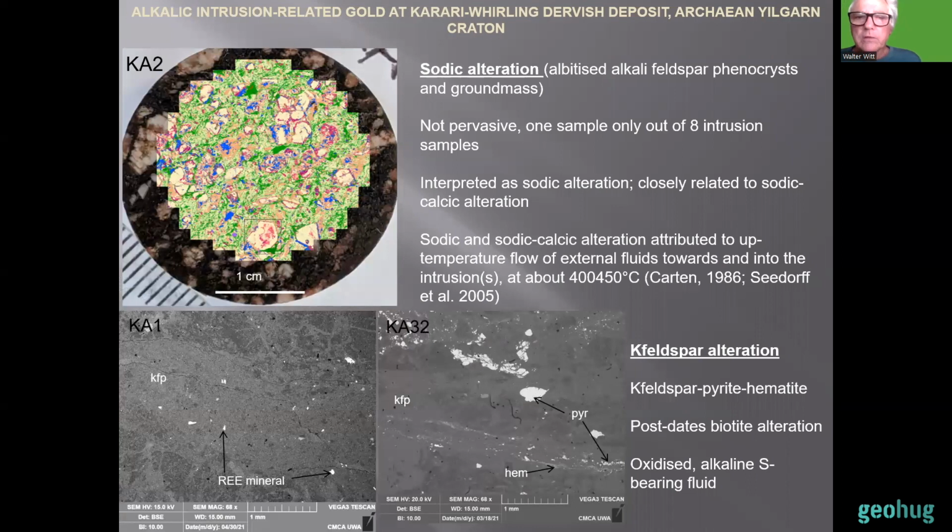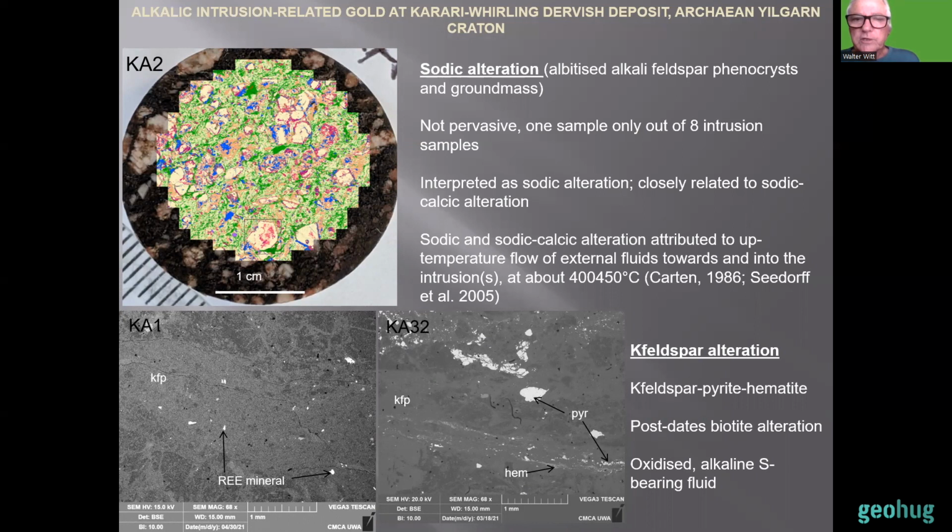Finally, two other forms of alteration in the intrusions. One is sodic alteration, represented by Ka2, and otherwise not clearly developed in the other samples. In Ka2 it is not only the groundmass, but also the phenocrysts, which are largely albitic. Sodic and sodic-calcic alteration are closely linked and interpreted in terms of the up-temperature flow of external fluids towards the hot intrusive center.